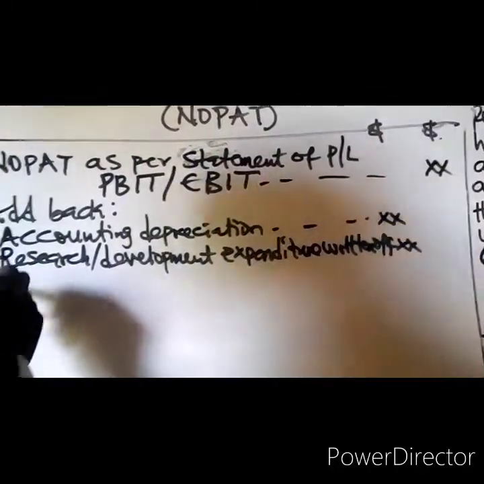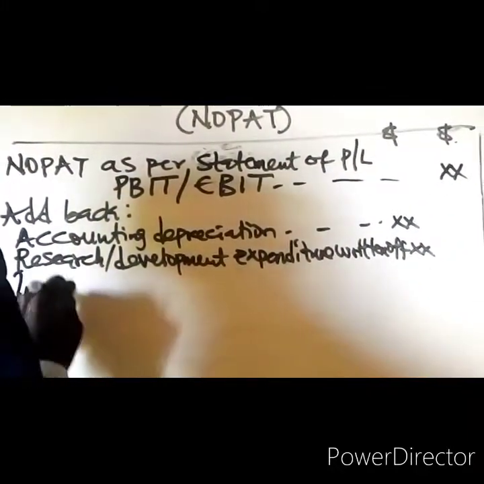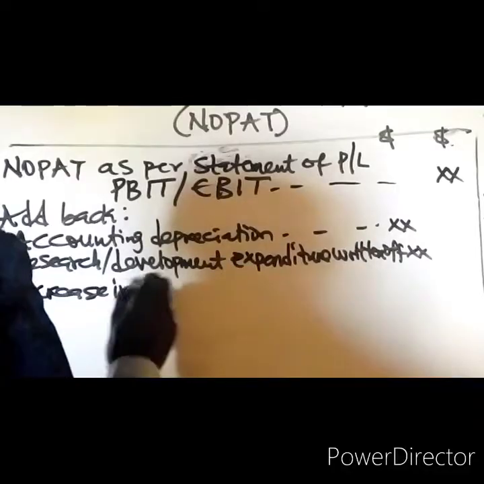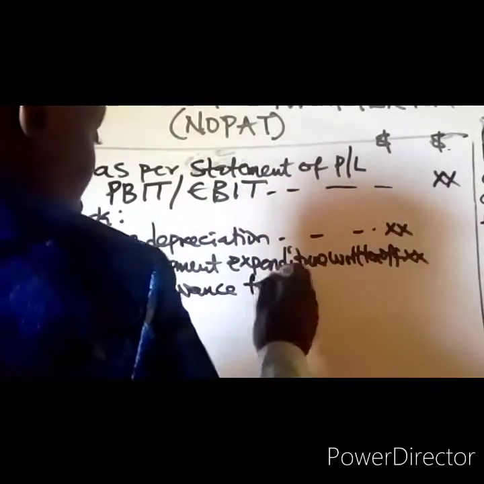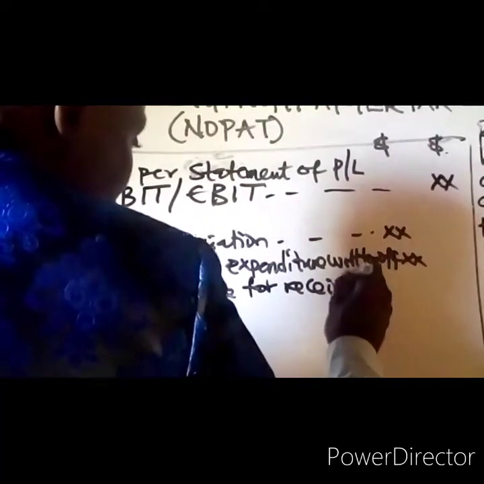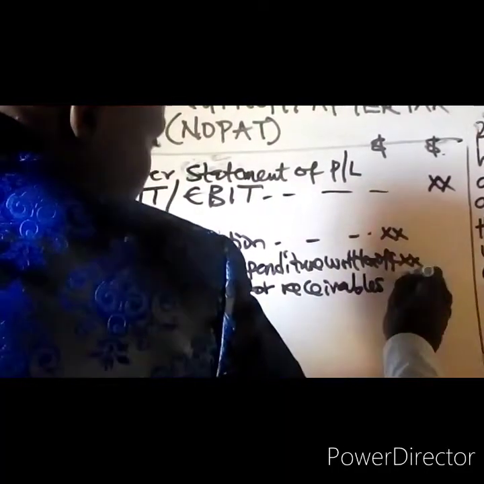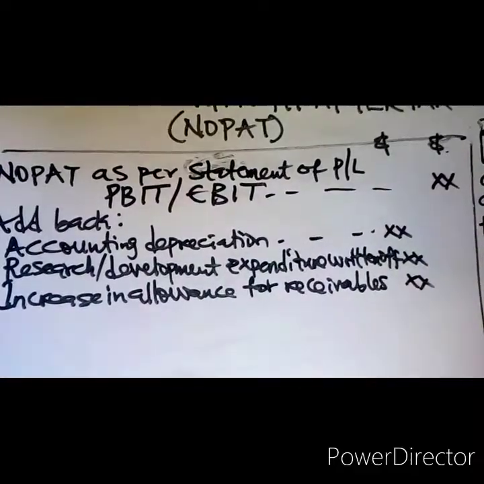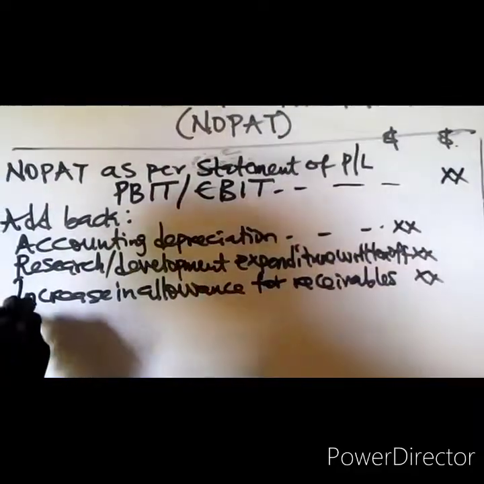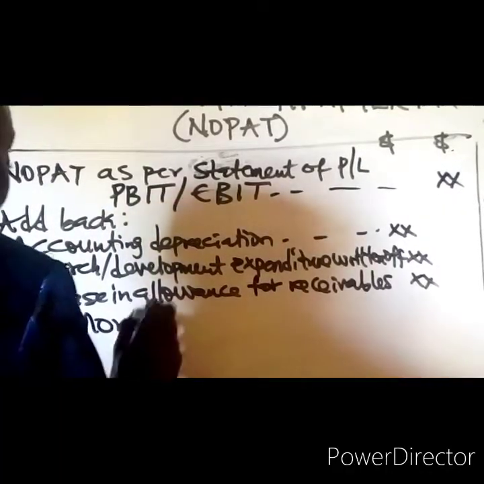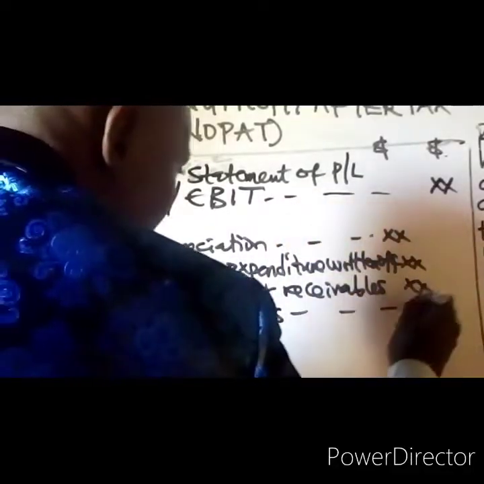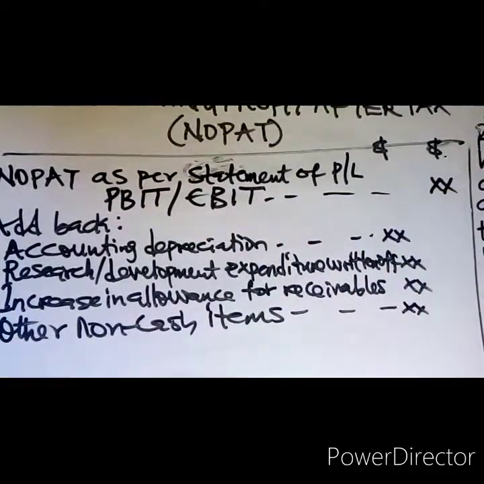Then you add increase in allowances for receivables. Increase in allowance for receivables, that is increase in provision for bad debts. You add it. Increase is what you are going to add. Then you add other non-cash items.